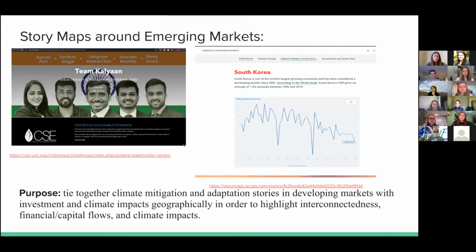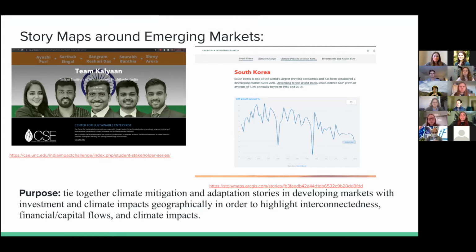So the purpose of story maps was simply to tie together climate mitigation and adaptation stories, highlighting developing markets with investment and climate impacts. Yeah, so that was story maps. I really felt that it was helpful for me. I've learned new skills with creating story maps.